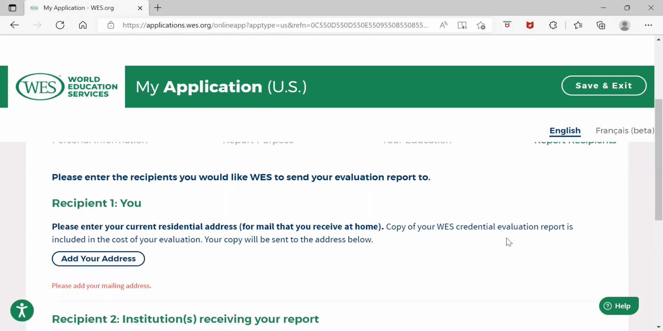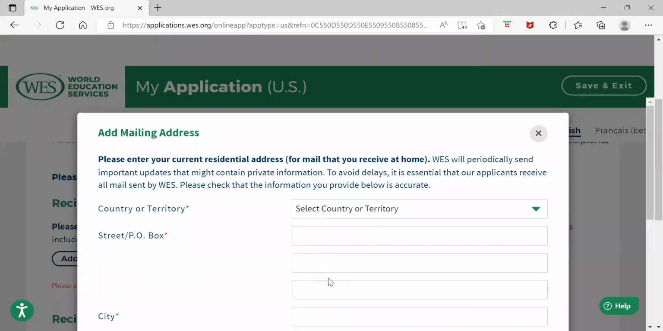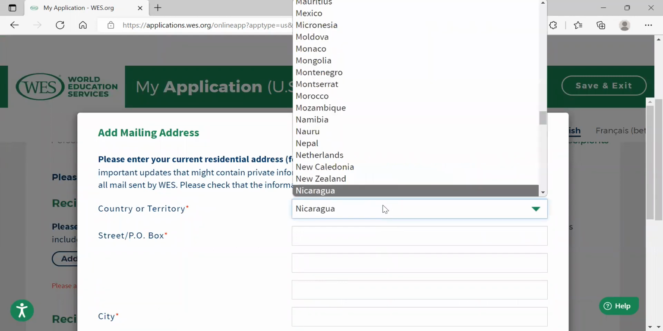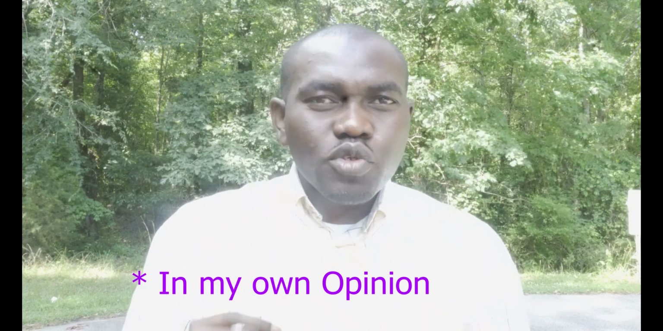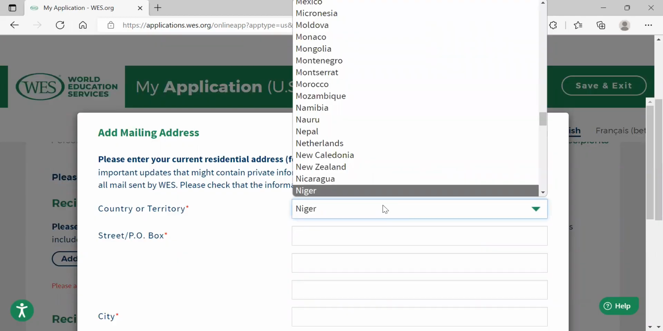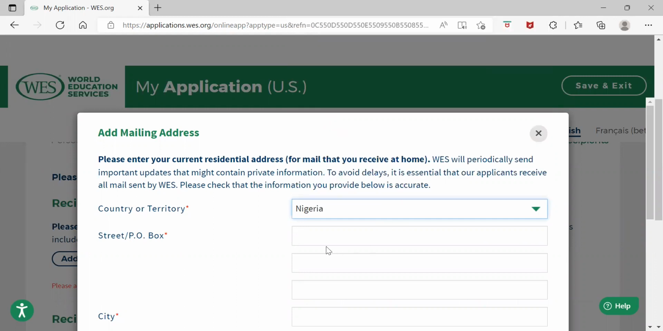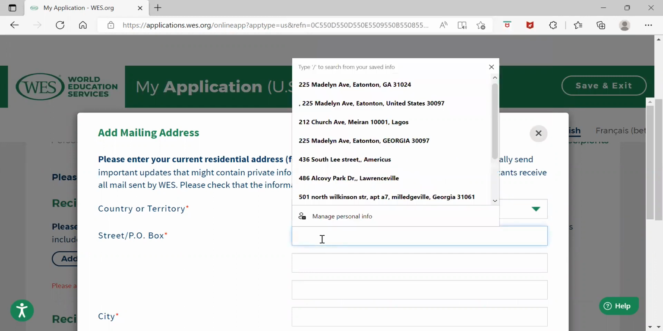After that, the next thing is going to be the address where you want them to send a copy to. In my own case, I would advise you to only put your own address there first until you are sure of where you want it to go, like the school you want to send it to. It doesn't make sense to send it to the school if you have not started admission with them. So it is always better to just put only one address there, which is your own personal address. WES is going to send a copy there.